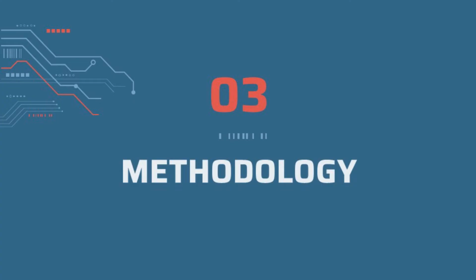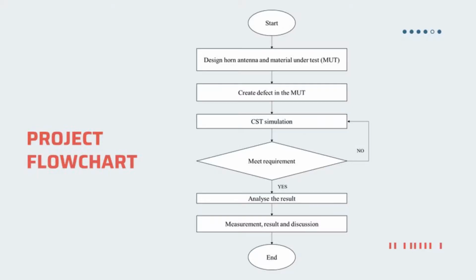Next, I am going to explain about the methodology of this project. This is the flowchart of the project. Begin with the design of the horn antenna and material under test. After that, create the defect in the MUT. Next, CST simulation, and after it meets the requirement, analyze the result and discussion.